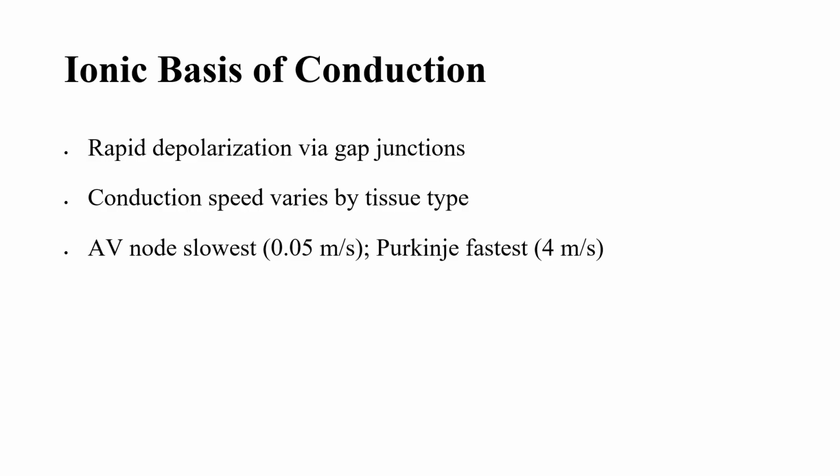However, the speed of conduction isn't uniform. It varies across different regions of the heart, and this variation is what allows the chambers to contract in perfect sequence. Let's look at the key differences. The AV node conducts slowly, about 0.05 meters per second. That slow speed is deliberate. It creates the AV nodal delay, giving the ventricles time to fill with blood before they contract.